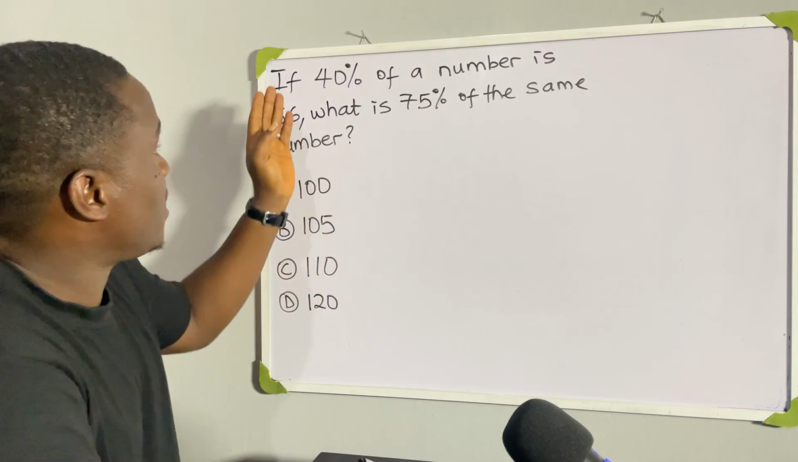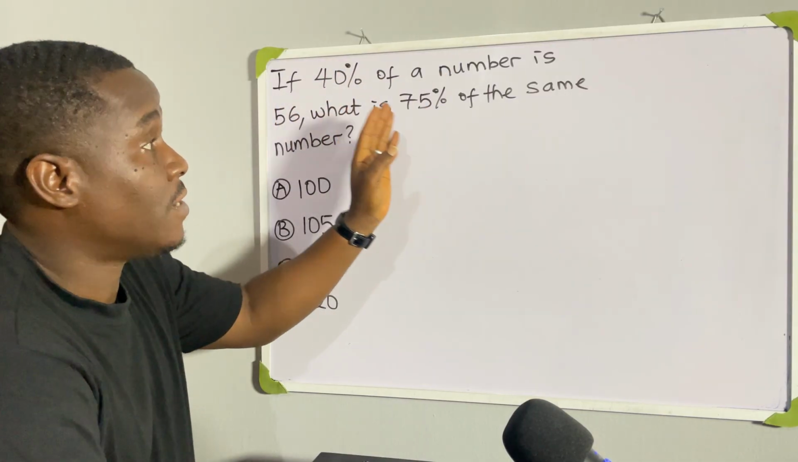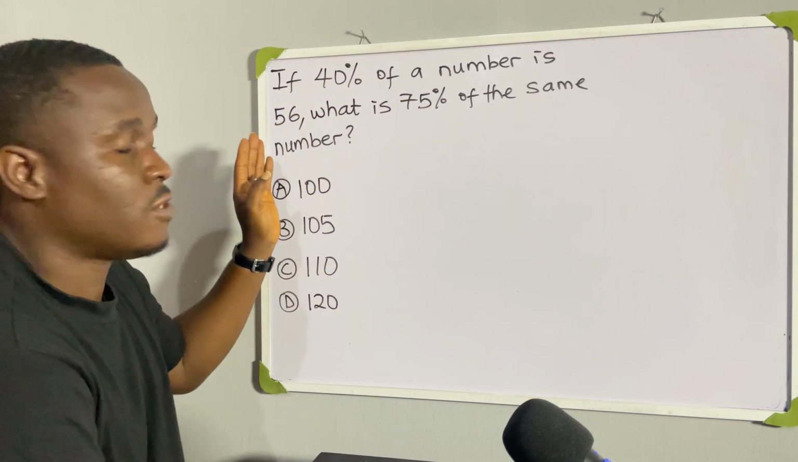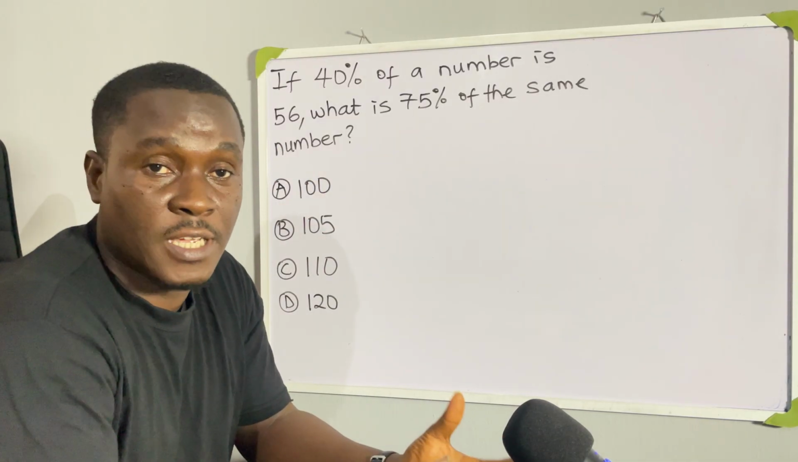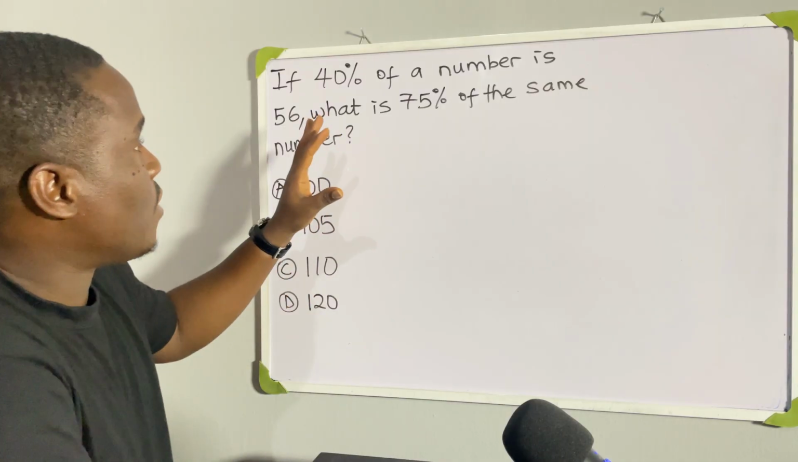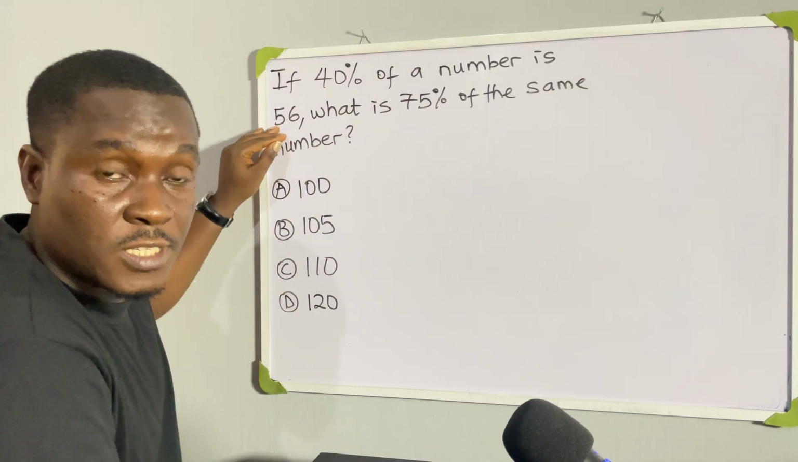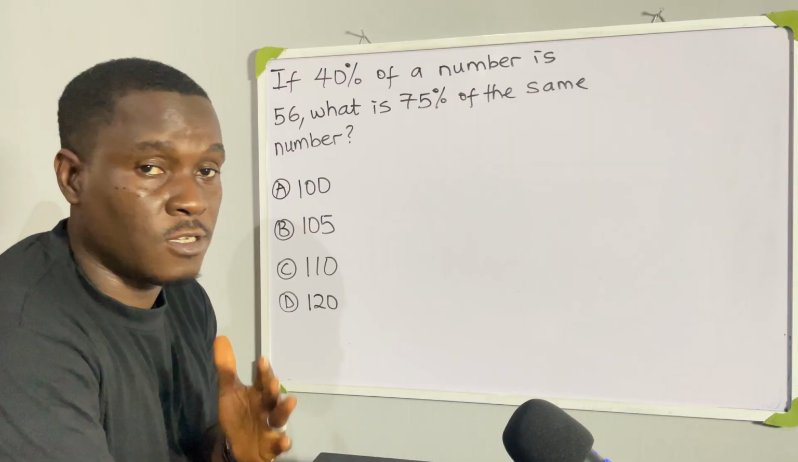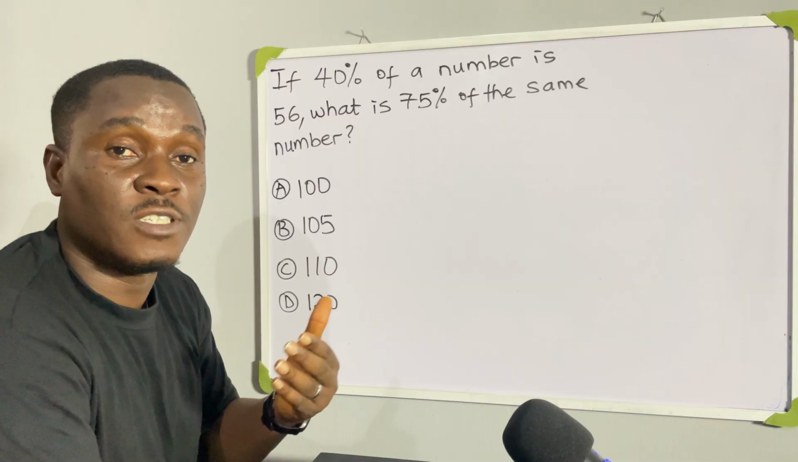The question says, if 40% of a number is 56, what is 75% of the same number? This is a very simple ASVAB practice question involving percentage. From the question, we are told that 40% of a number is 56. Do we know what the number is? We don't know. At this point, it's impossible to find 75% of the same number.